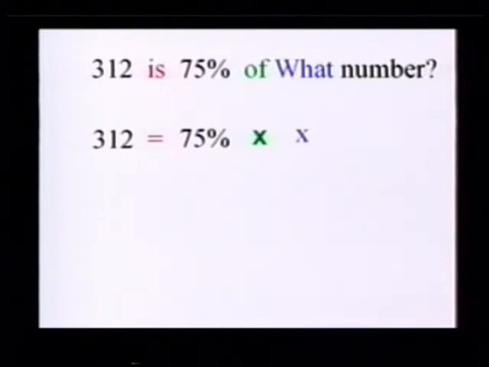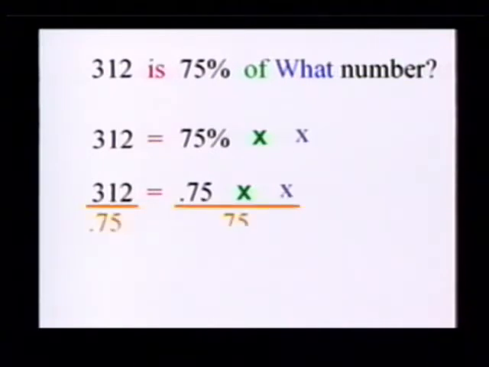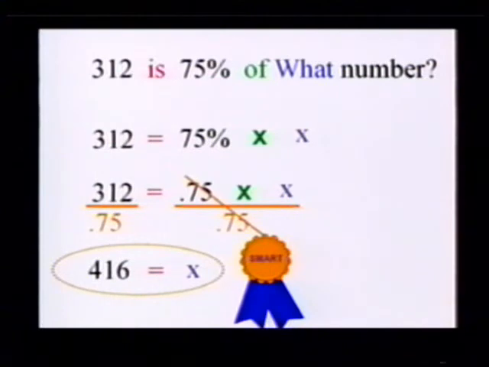Okay, well, let's see. 75% as a decimal is 0.75 times x. Now I got to get x by itself. So what am I going to do? Divide both sides by 0.75. And doing the division, x is 416. Son of a gun. Excellent. Not so bad, especially not so bad to come up with the equation, is it?